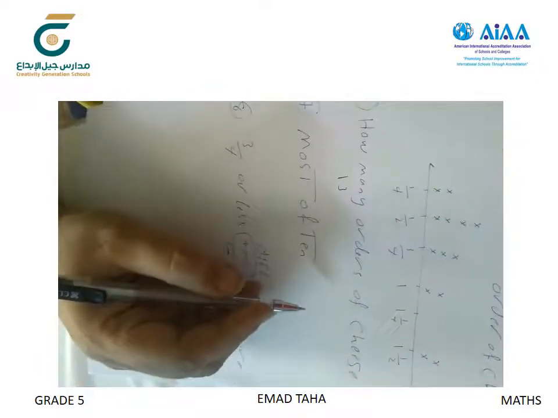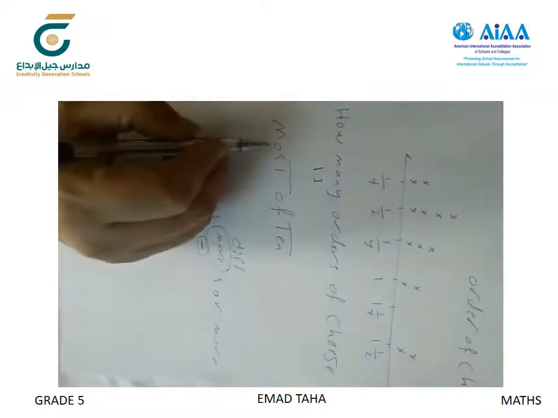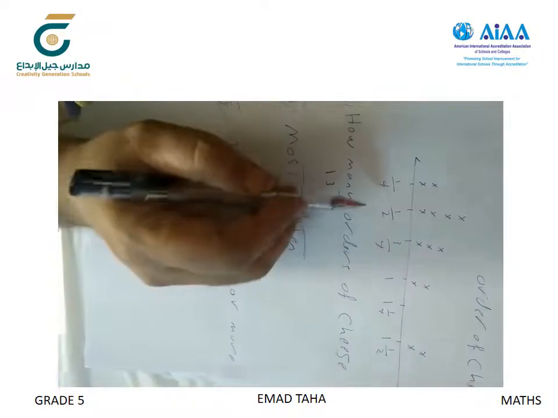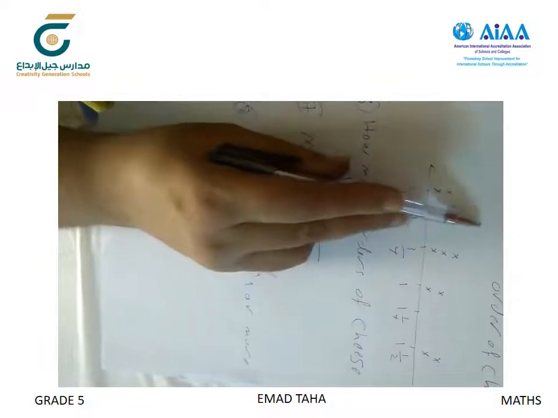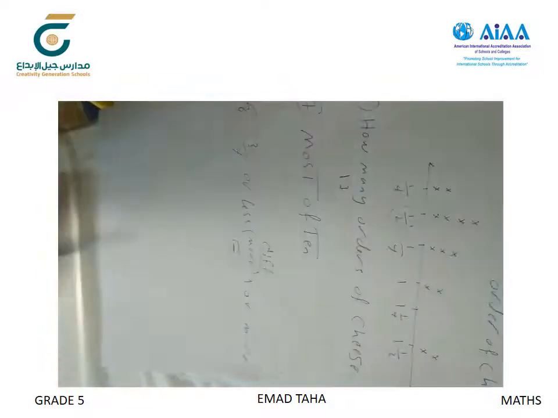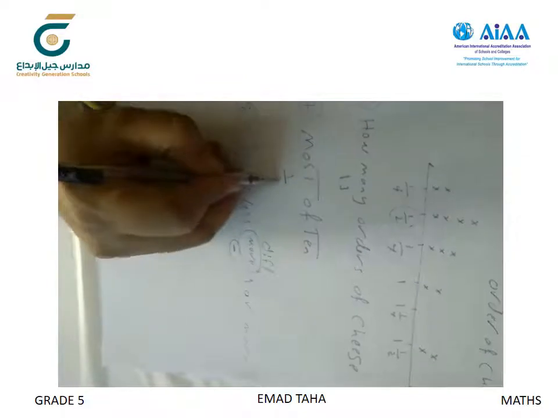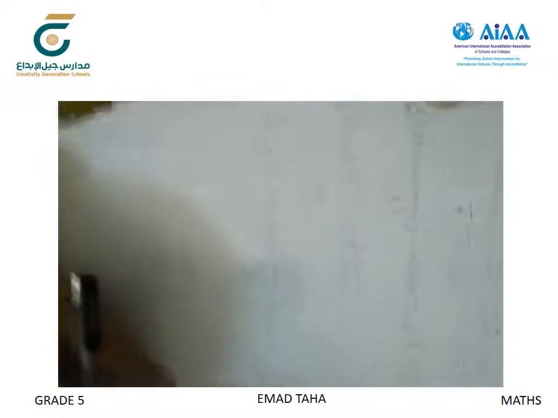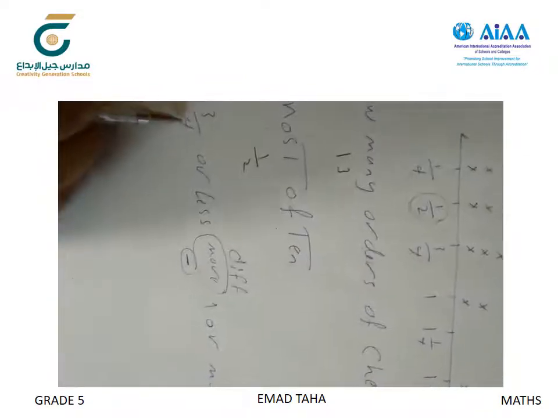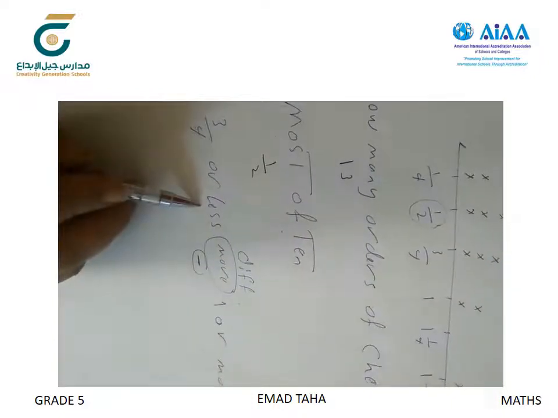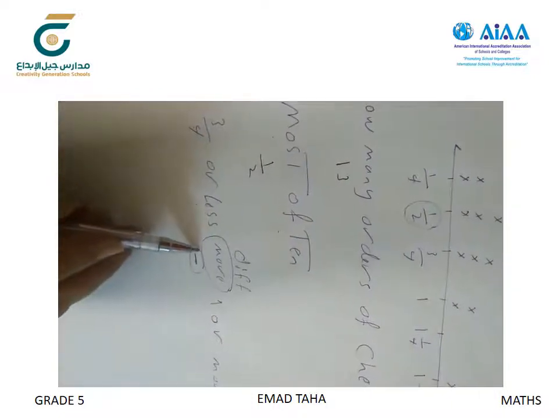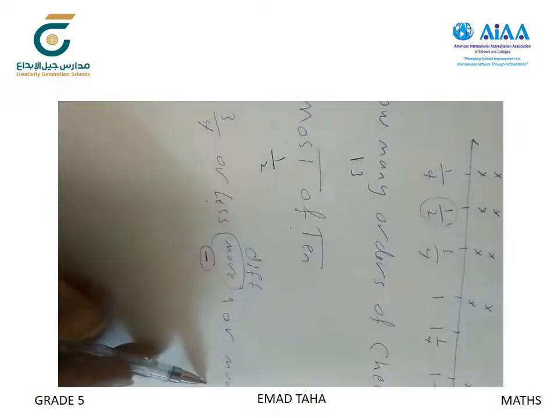The most often. What is the most often? The most repeated, the number that has the greater number of x's. Here there are 4 x's at half, so the most often is at half. Okay, now number 8, 3 over 4 or less, and 1 or more.